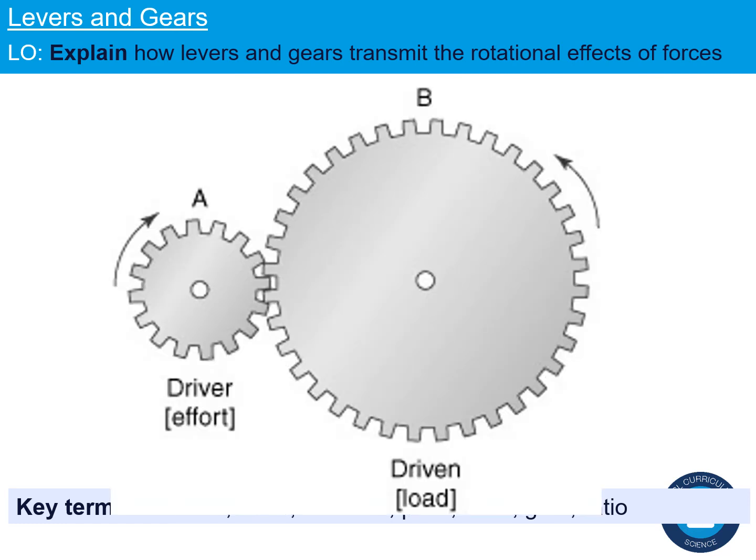We call the gear that is causing the motion the driver gear, and the gear that is moving as a result is called the driven gear. Using similar language to our levers, you can think of the driver gear as putting in the effort and the driven gear as being the load.